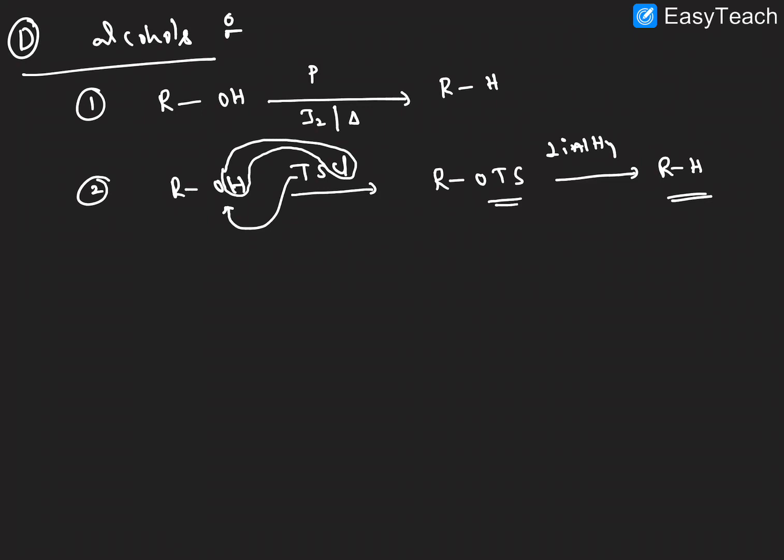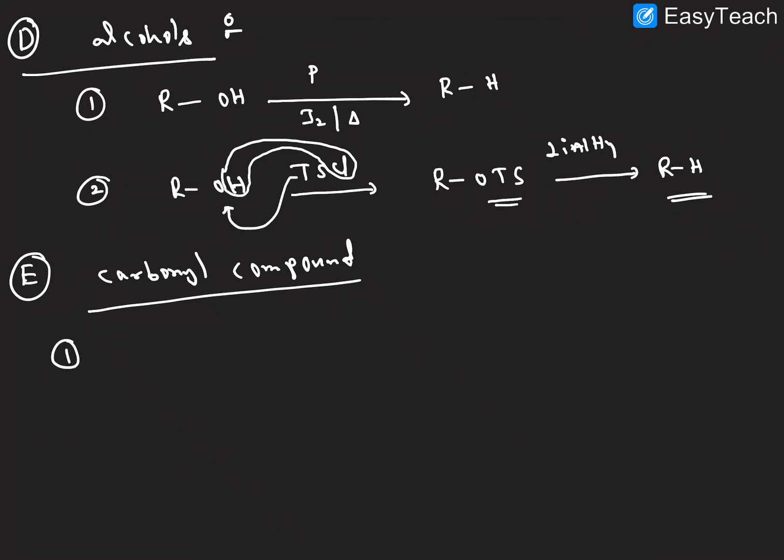Then the next one, from carbonyl compounds. From carbonyl compounds, here also the same. The first one we will take: carbonyl compounds are of two types, aldehydes and ketones. First we are taking the aldehyde, and here now we are taking the ketone.